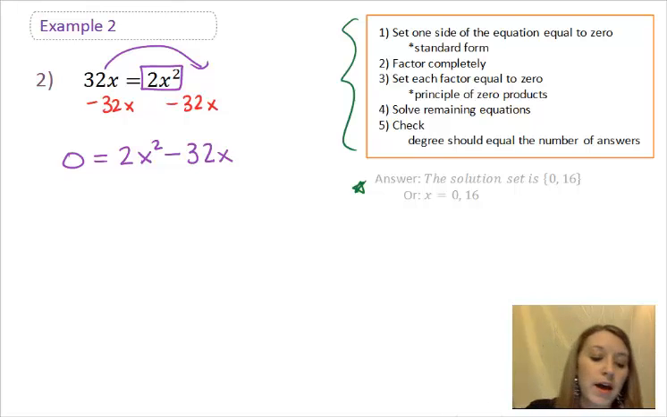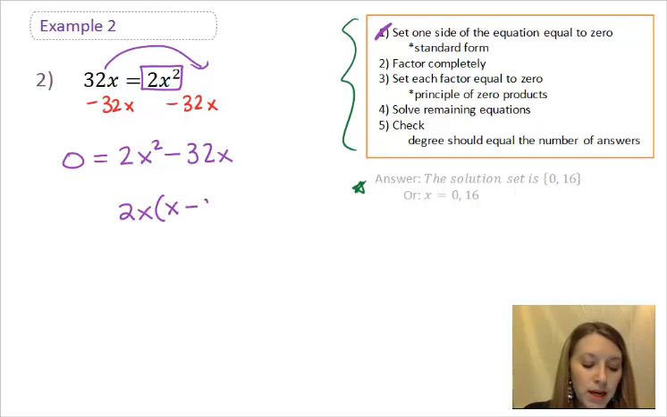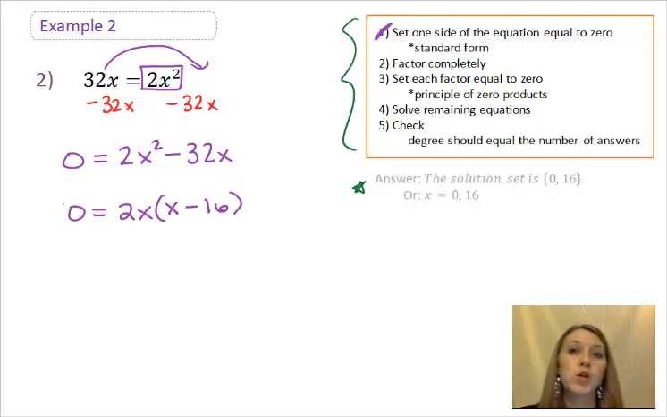Alright, now I have finished step number 1, which means I move on to step number 2, which says to factor completely. If I follow my factoring checklist, that means I need to find a common factor first if I can. And I do have a common factor here. I have a common factor of 2x. So if I take a 2x out, that leaves me with x minus 16. Now don't forget your equal 0 because we are trying to solve here. I cannot factor any farther, so I have finished step number 2.